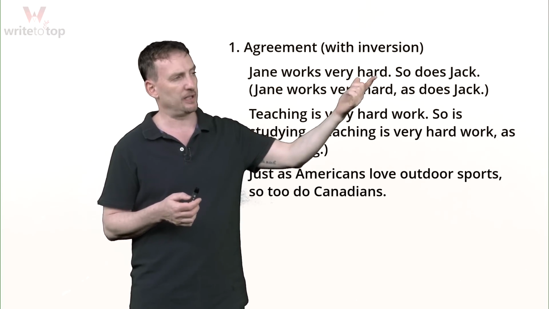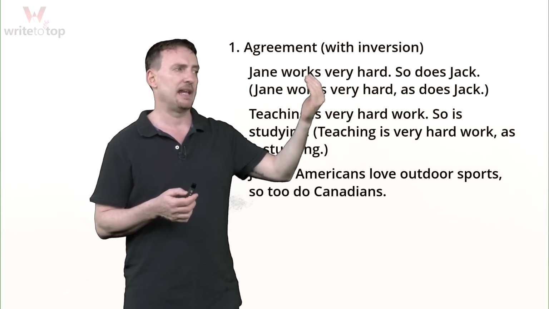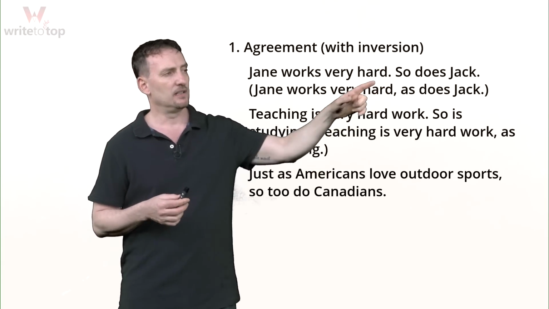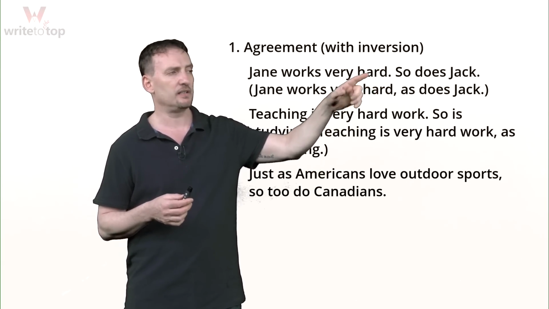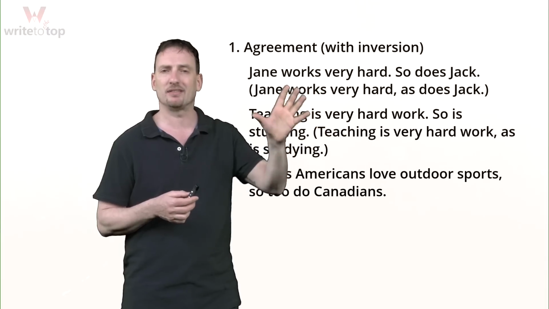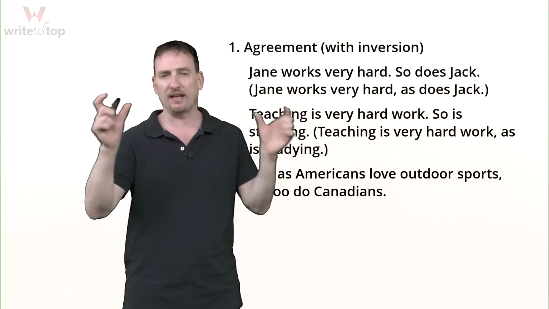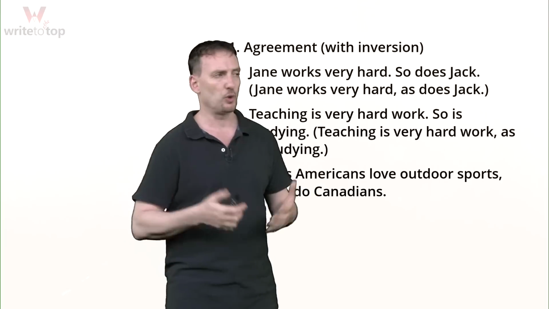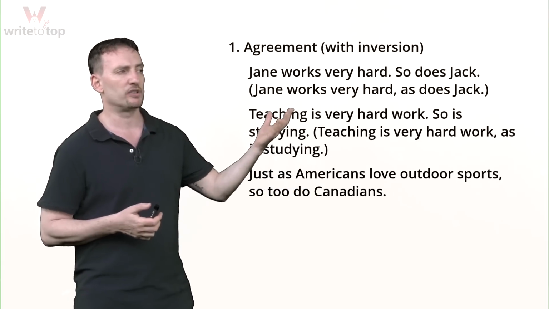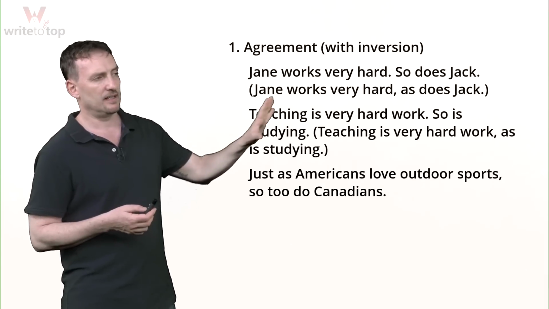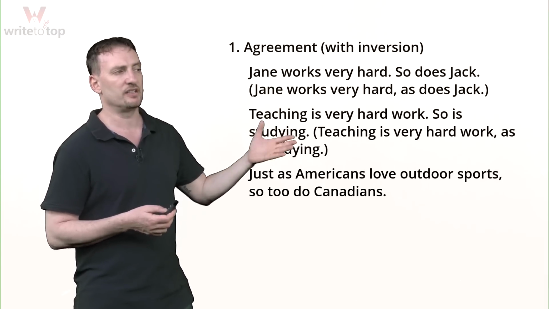So you'll notice period and comma. Now, you could use "so" within the sentence. Take off the period, put a comma, add the word "and" to make a coordinate conjunction, and then you have 2 independent clauses joined in one sentence. "Jane works very hard, and so does Jack." Okay? And same idea, "teaching is very hard work."